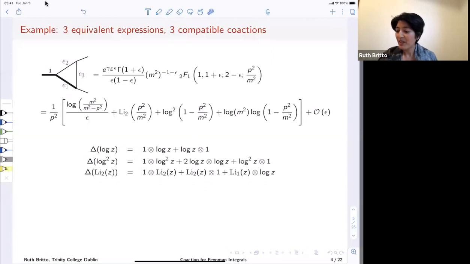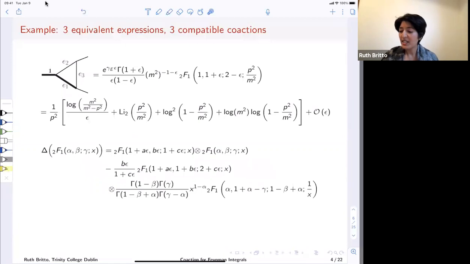Okay, so this is the coaction on polylogs that you can apply to this expression. Fine, that's the well-known version. Then another one is the coaction on the 2F1, a hypergeometric function. In this talk, I won't be explaining at all where this comes from. I did go into some details of this at Amplitudes last year. But anyway, here's the result for 2F1.